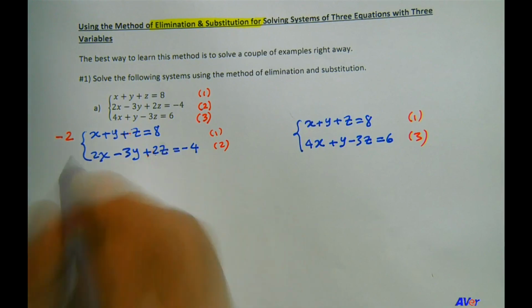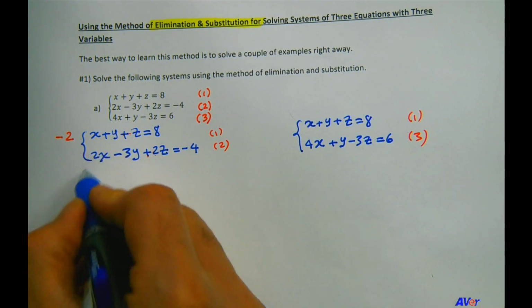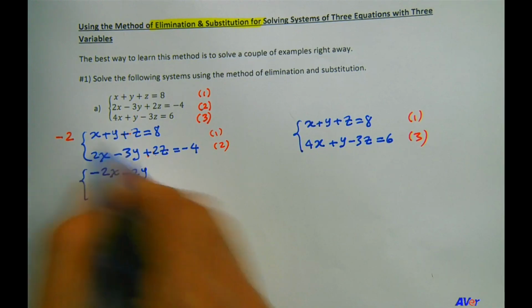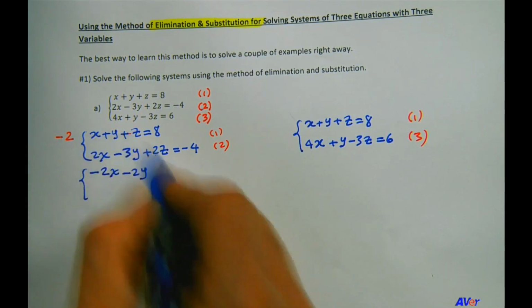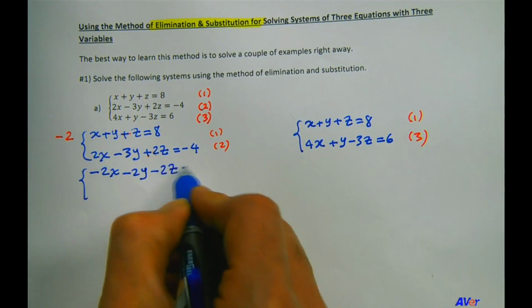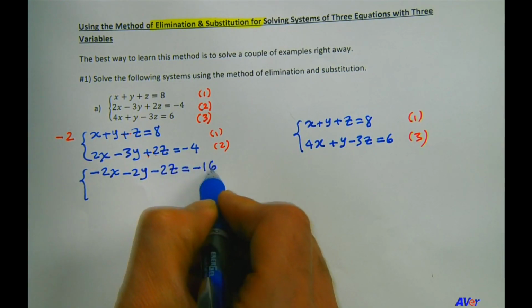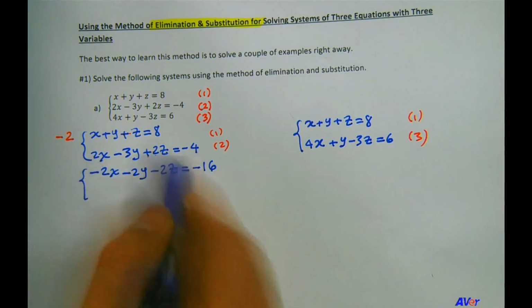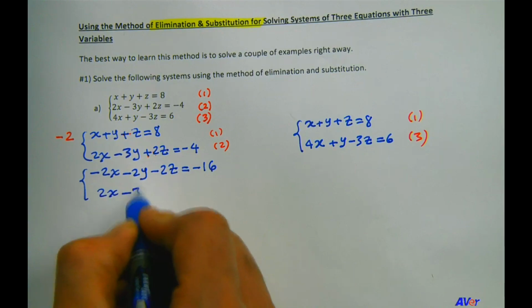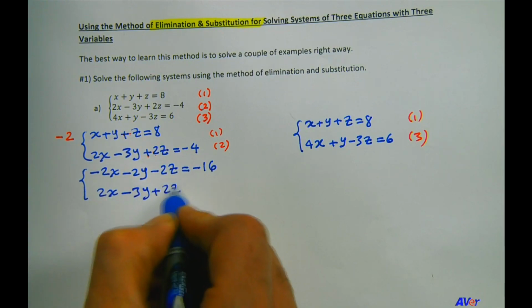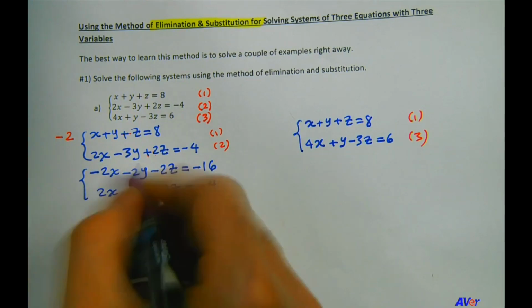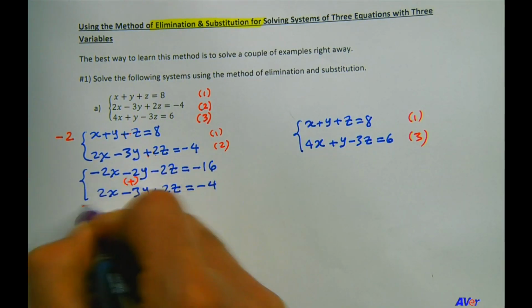Okay, so let's see how that is. So minus 2 times all of that. Minus 2x, minus 2y, right? I'm distributing the minus 2 to each term. Minus 2z equals minus 16, right? Okay, the bottom equation stays the same, like that. Okay, now let's add the two equations.